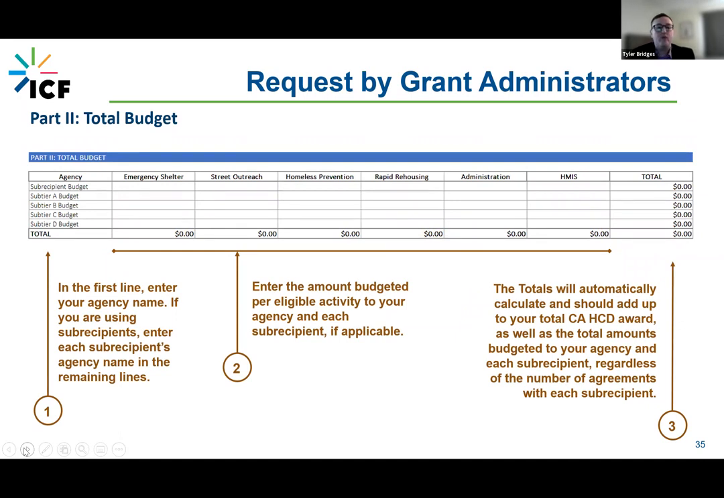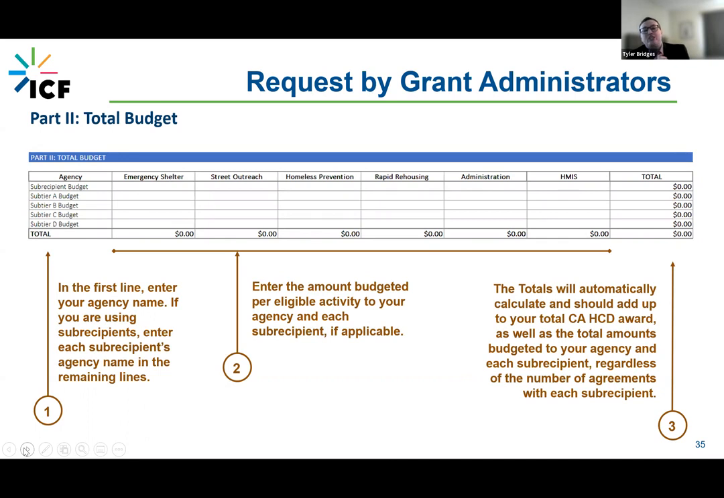So next, we will look at part 2. This section of the budget template requires you to enter the budgeted amounts by eligible activity and agency, which includes your agency and any subrecipients. So in the first line of the first column, enter your agency's name. If you're using subrecipients, enter each subrecipient's name in the remaining lines. If your agency is not using subrecipients, leave those sections blank.